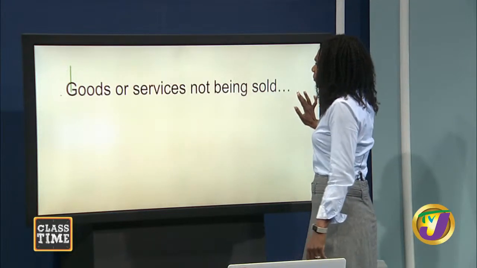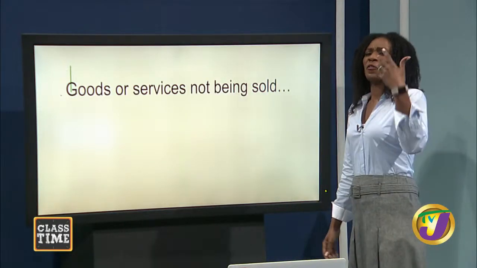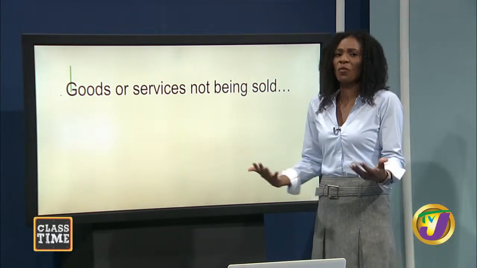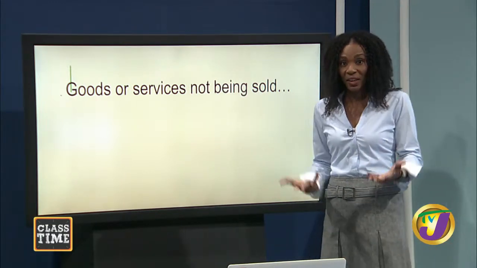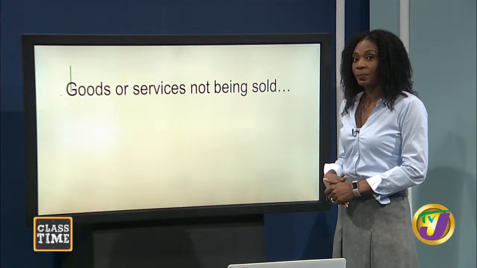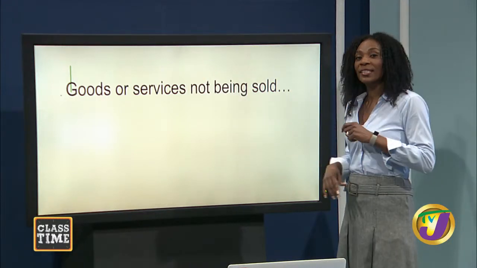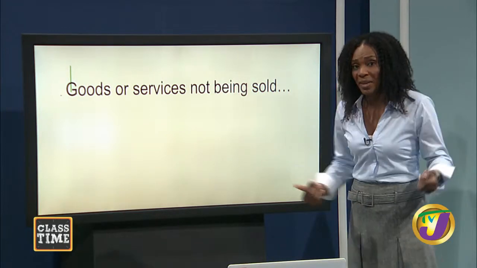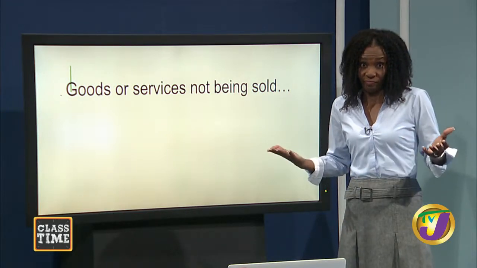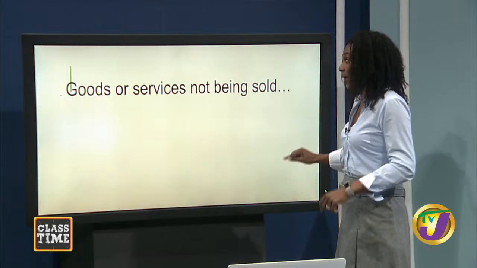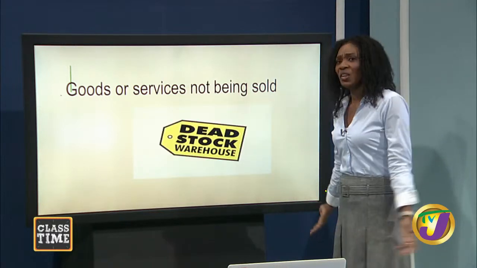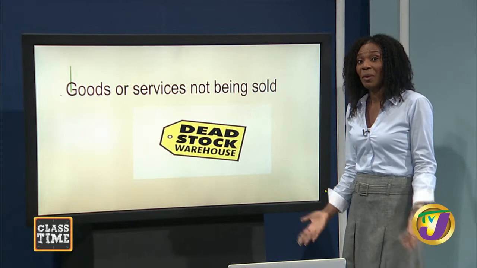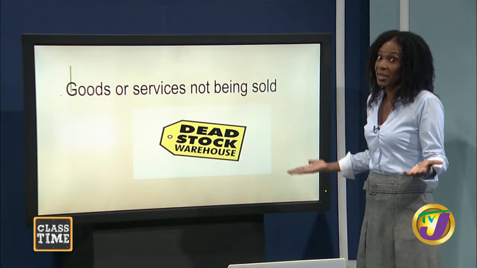Now, what are some effects that COVID-19 is having on these businesses? Well, I'll start with the first one for you. Goods or services are not being sold. And you can imagine why. So they're becoming dead stock, and you might have to go to the dead stock warehouse to get them cheap.